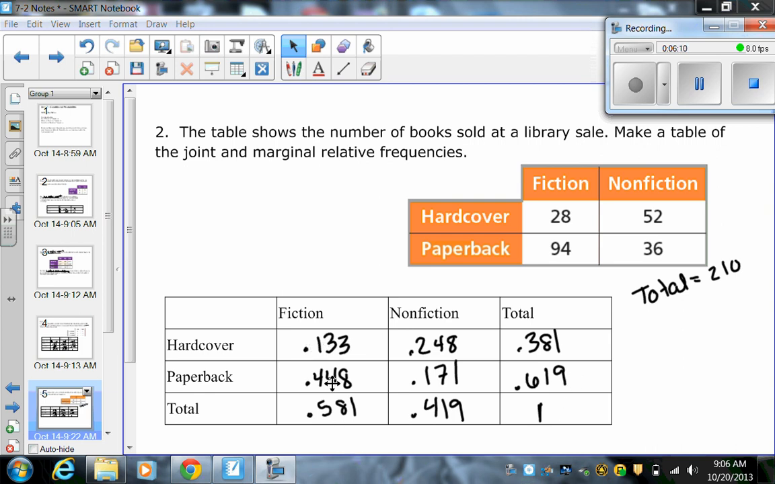0.133 plus 0.448 equals 0.581. 0.248 plus 0.171 is 0.419. Add these two together, you also get 1.